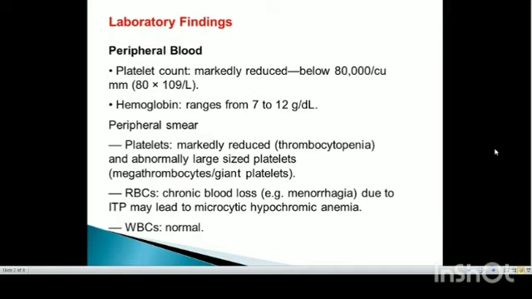Coming to the RBCs, anemia develops in patients who have appreciable blood loss over a period of months to years. And chronic loss of blood may result in microcytic hypochromic anemia, especially in females with menorrhagia. And WBCs are usually within normal range.